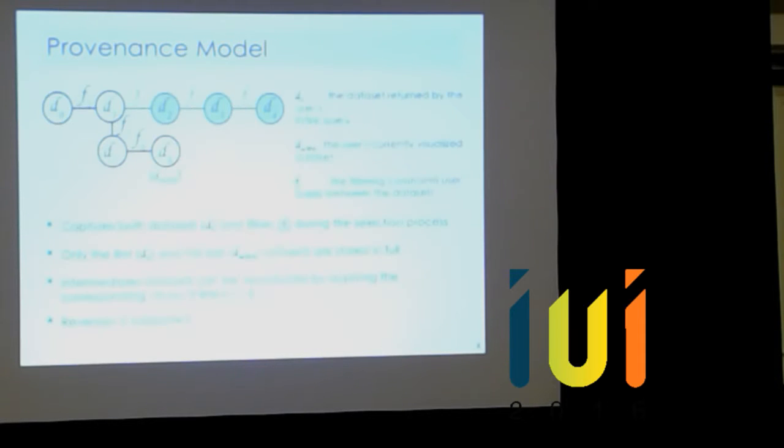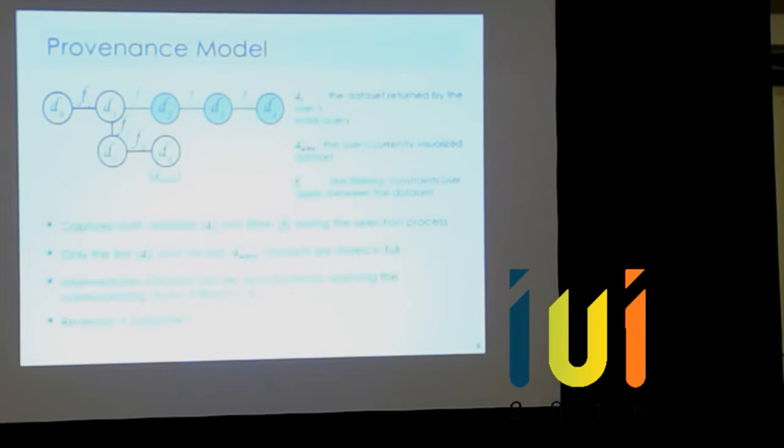As shown in this figure, this provenance model is represented by a sequential chain of datasets Di linked by the filters Fi. Each filter Fi contains one or more constraints defined by the user's interaction with the visualization. Every time a new filter Fi is added to the model, the resulting dataset Di is also appended to the end of the chain. The last dataset, D-active, which is also D6 here in this figure, represents the current dataset being visualized.